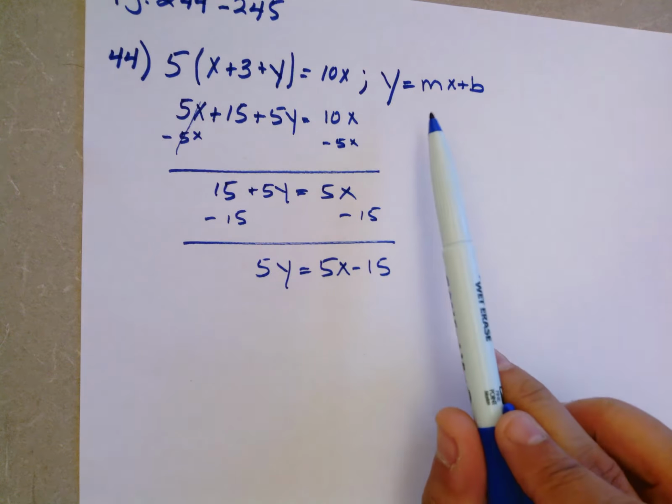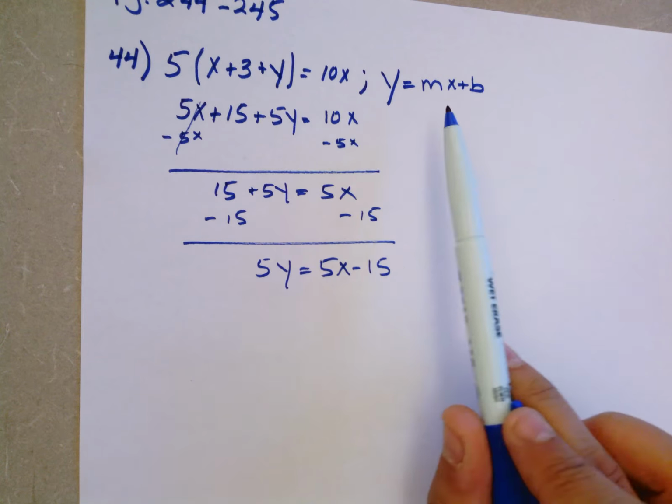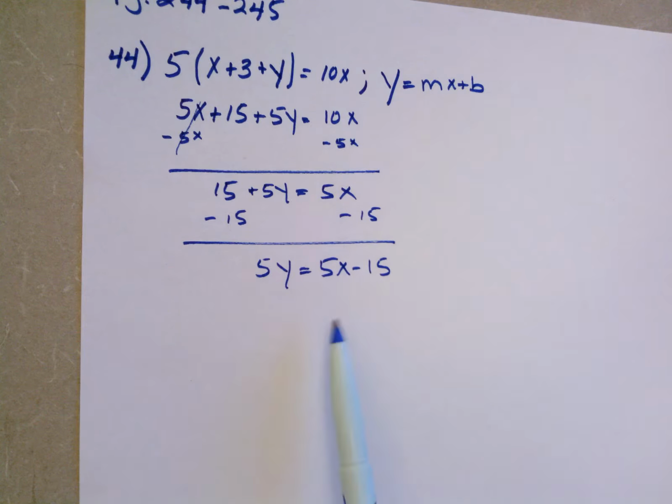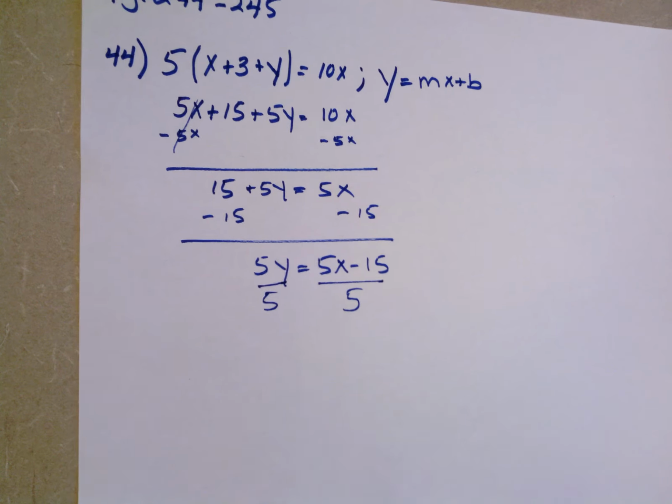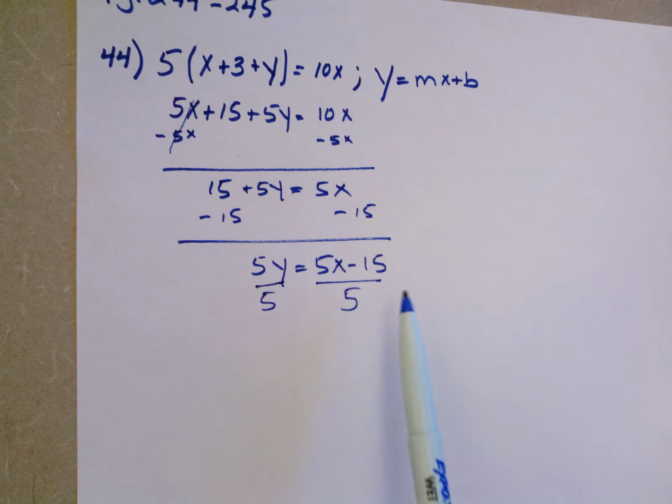Well, it sort of looks like this right now, this y equals mx plus b, but not quite. I have mx plus b on this side, but the y is not by itself yet. So I'm going to go ahead and divide both sides by 5. And remember, when I divide by 5 on this left-hand side, I have to divide the entire right-hand side by 5. So it's 5x over 5 minus 15 over 5.